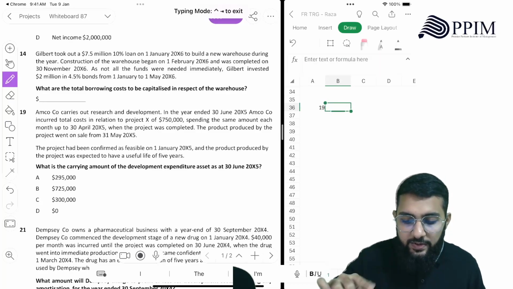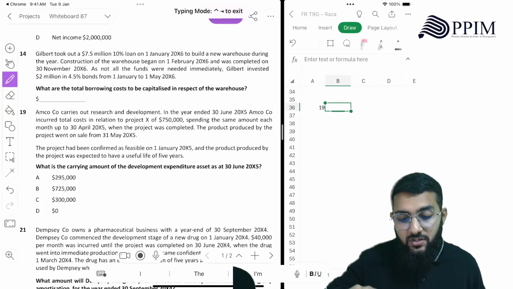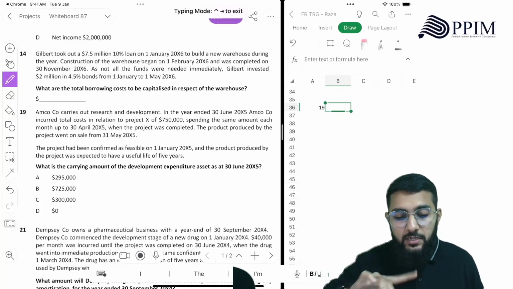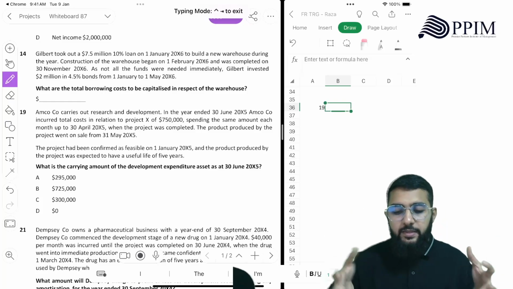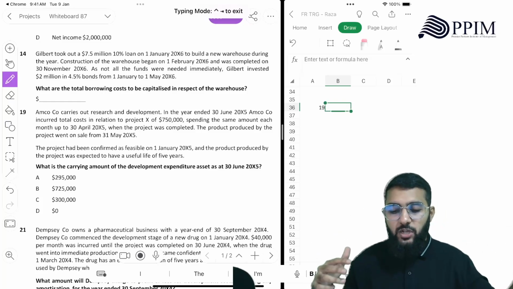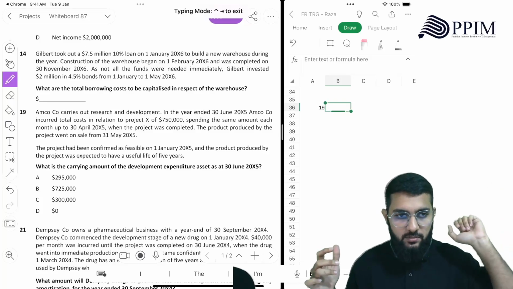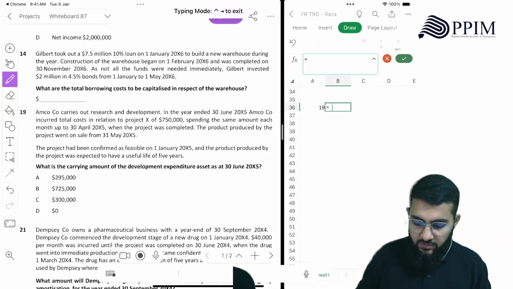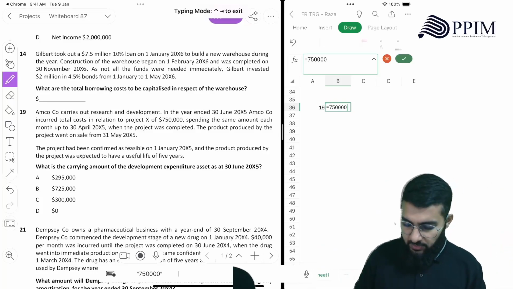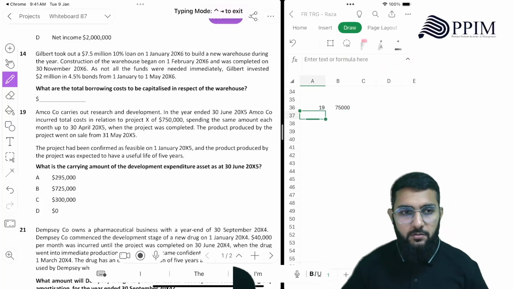In the year end 30th June, AMCO incurred total cost in relation to Project X of 750,000, spending the same amount each month up to 30th April. So when did the year start? July. July, August, September, October, November, December, January, February, March, April. 10 months. So this 750,000 is relevant to 10 months. So what was the per month cost?